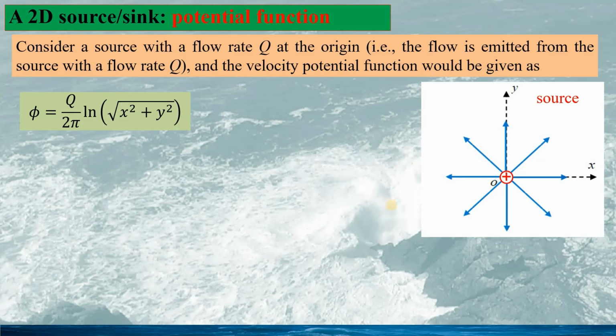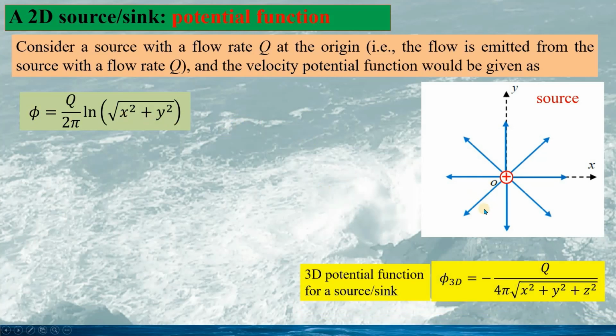Here, we consider a source with a flow rate Q at the origin, see here. And the fluid potential function would be given as phi as this. If the source is a 3D source, then the potential function for the 3D source would be given as this.